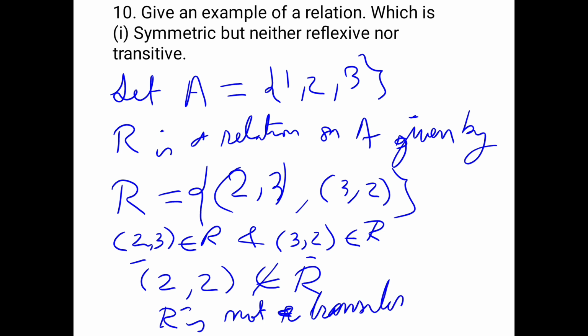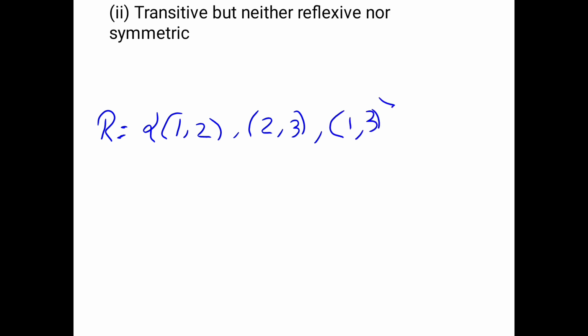So this example is symmetric but neither reflexive nor transitive. Next, an example that is transitive but neither reflexive nor symmetric. Here, the first element is related to the second, the second to the third, and the first to the third.